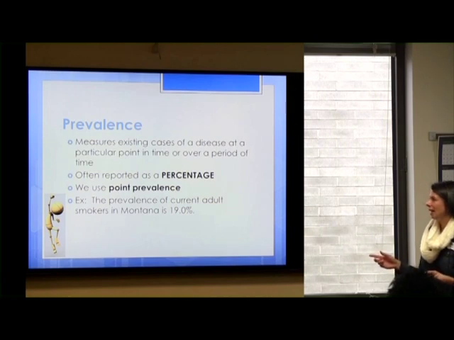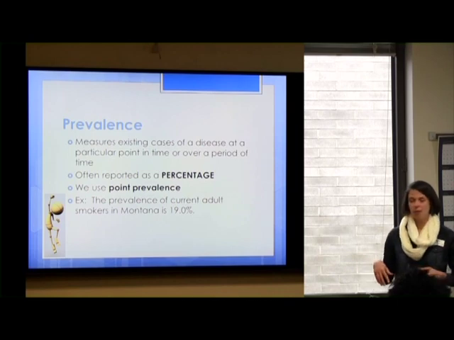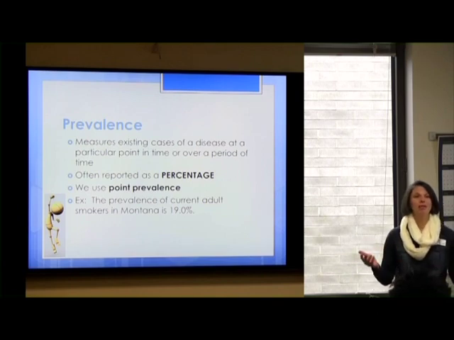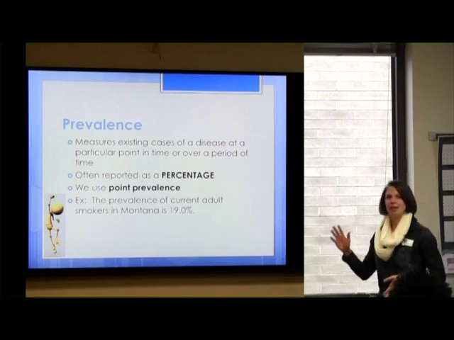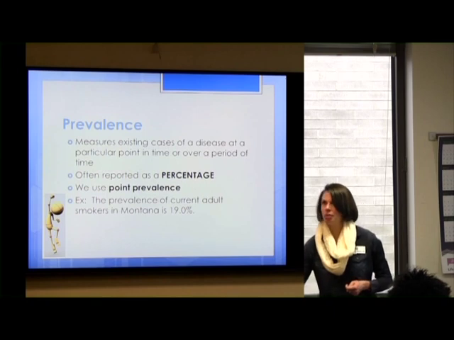And then here's another example, of adult smokers. The prevalence of adult smoking in Montana was 19%. And smoking is another one that we often, in conversations, will say the smoking rate in Montana is 19%, but that's technically incorrect. It's the percentage or the prevalence of people smoking.